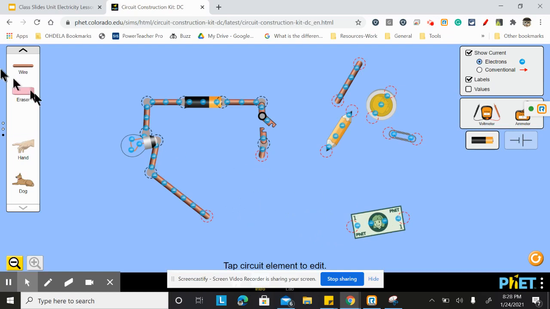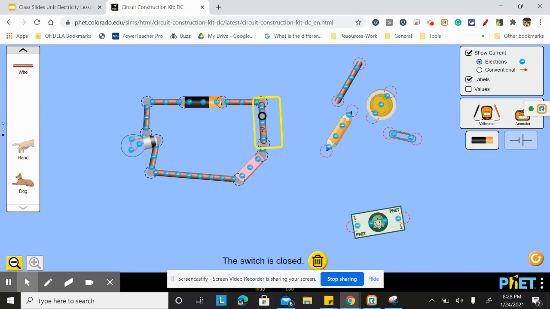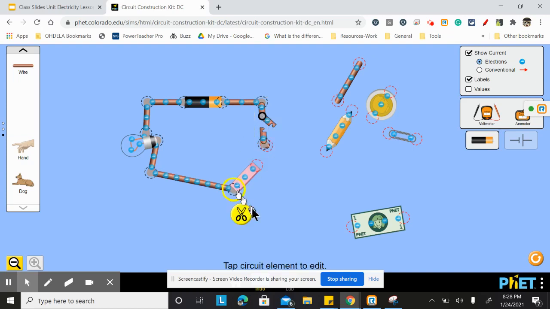Let's see if our eraser is an insulator or a conductor. When we close the circuit, that rubber eraser blocks the flow of electricity. Therefore, the rubber eraser is an insulator. Insulators do not let electricity flow through. They block the current. So our dollar bill and eraser are insulators. Let's try the hand.